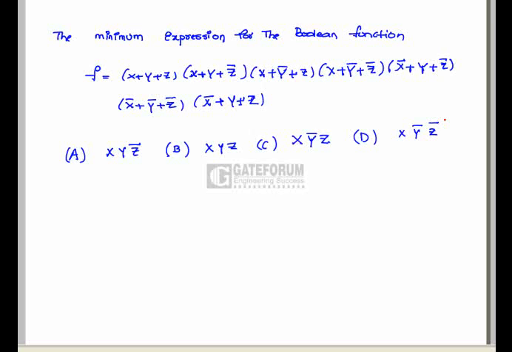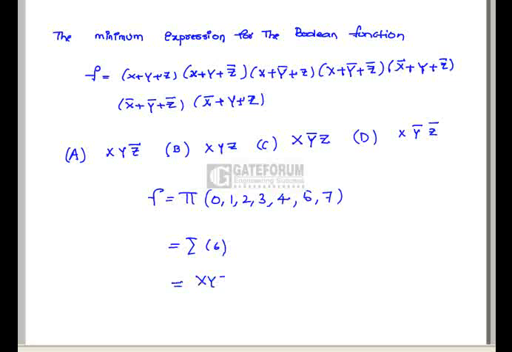Question is the minimum expression for the given Boolean function. Here f is given in the form of POS form, that is product of sum form, that is f equals pi of 0, 1, 2, 3, 4, 5, 7. So we can find the minimum expression in the form of SOP, that is sum of products form, that is f equals sum of 6, which equals x y z bar. Here option A is correct.